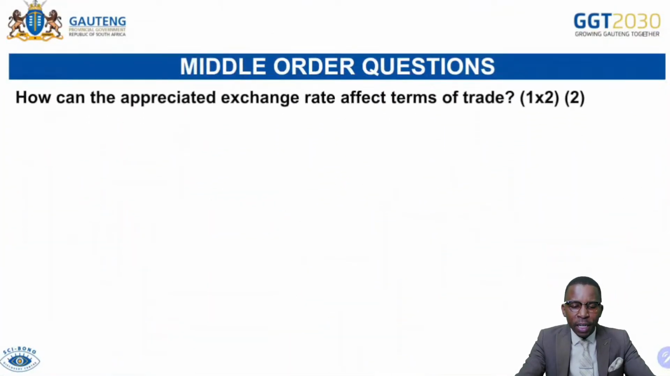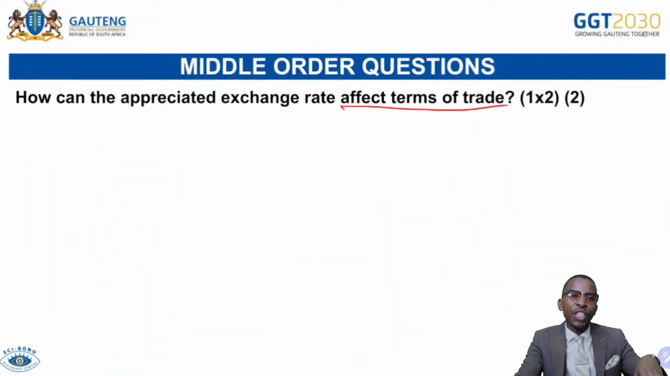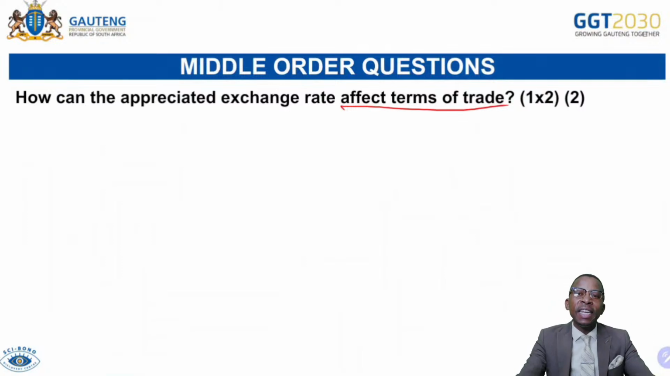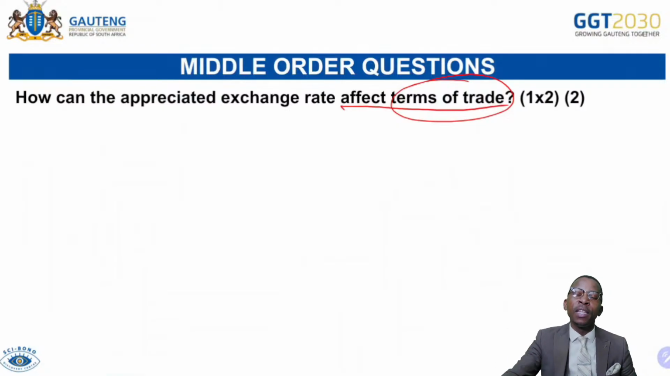And then, how can an appreciated exchange rate affect terms of trade? Appreciation is the increase in the value of a country's currency in relation to another country's currency due to market forces. So should the currency appreciate, it becomes stronger. It benefits terms of trade. If our currency appreciates, there will be more earnings received by South Africans from exported goods and services, because our exports will be expensive. So our terms of trade will be increasing, but they might be increasing only in the short run.